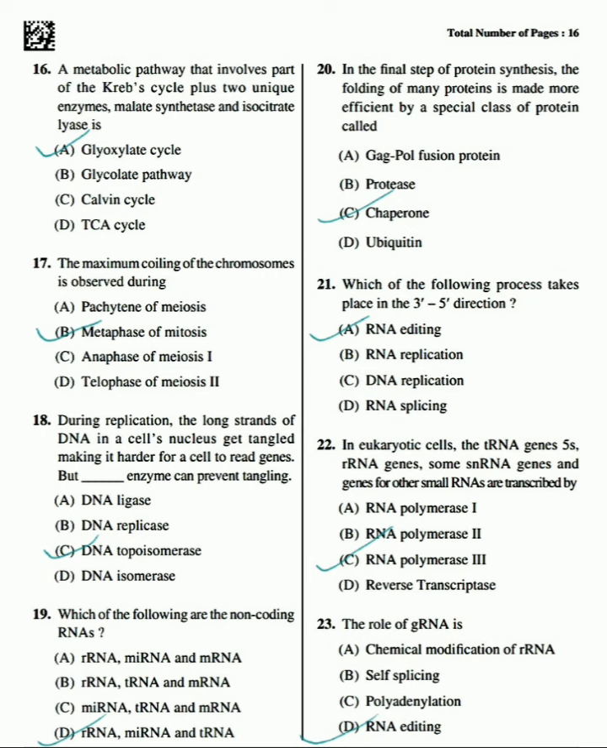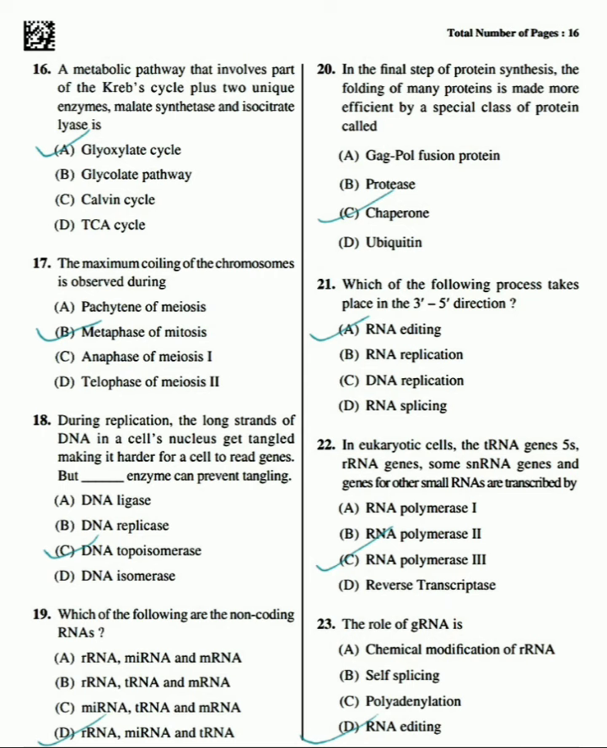And the last option, rRNA, miRNA and tRNA. See, wherever mRNA is present, how can we mark that to be our correct answer? So they will choose an option where mRNA is not there. So rRNA, miRNA and tRNA, that is option D, is your right answer.